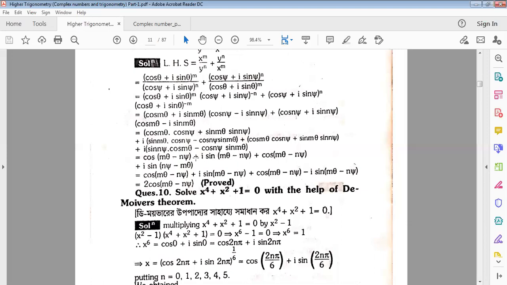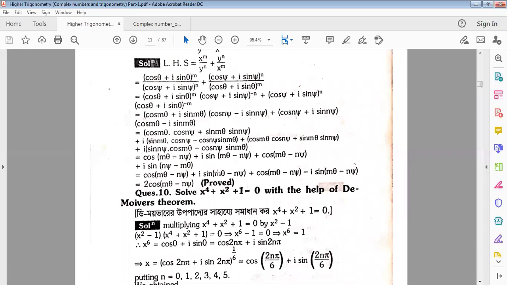Now just adding this one: cos (m theta minus n psi) plus i sin (m theta minus n psi), just these 4 terms. Now this one, this sign cancels.